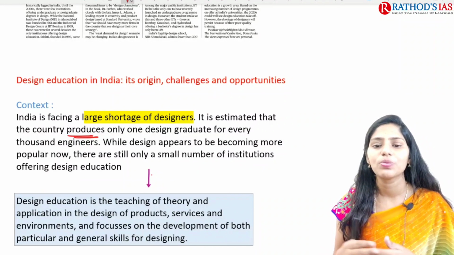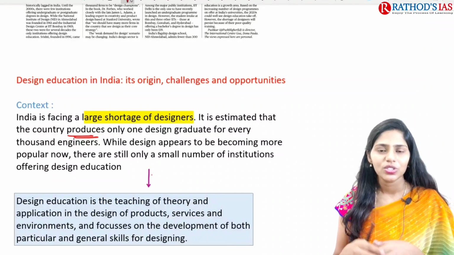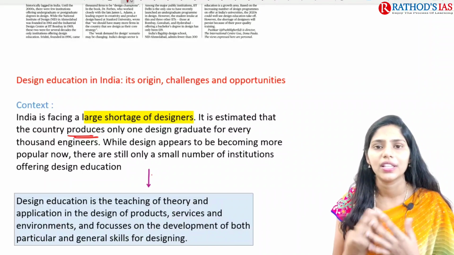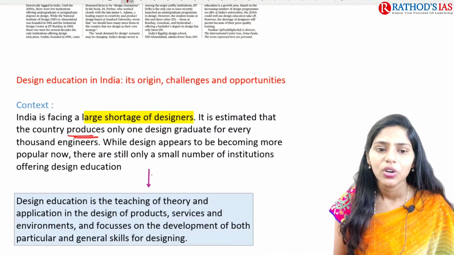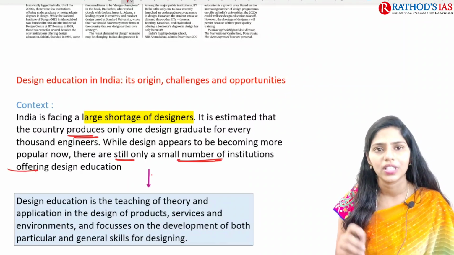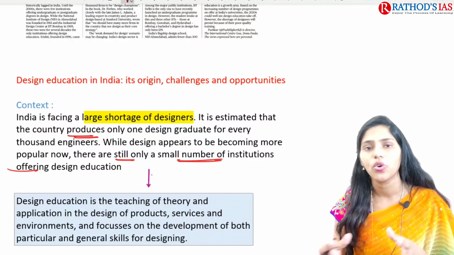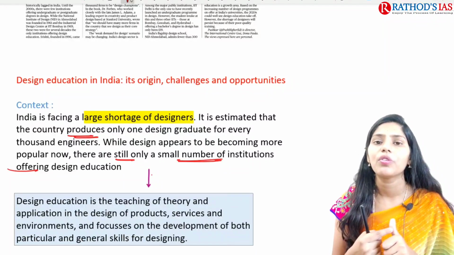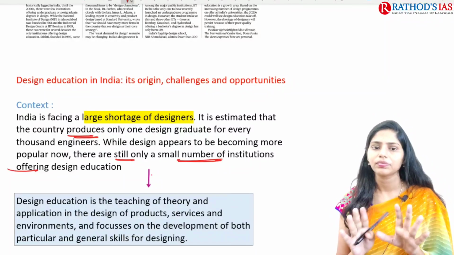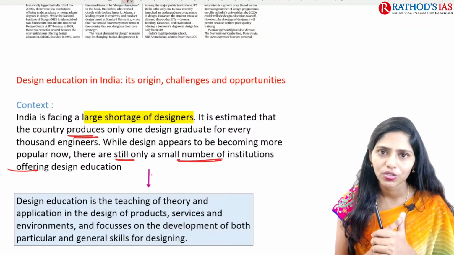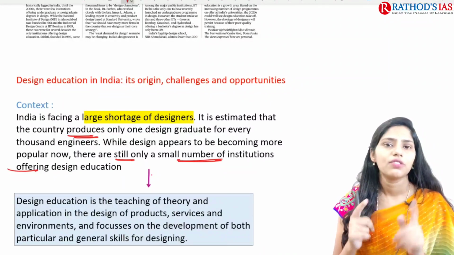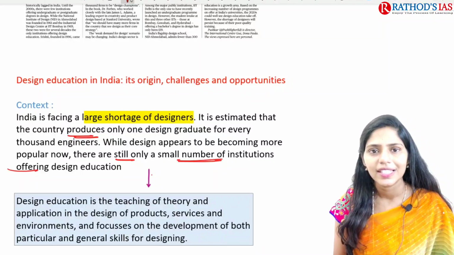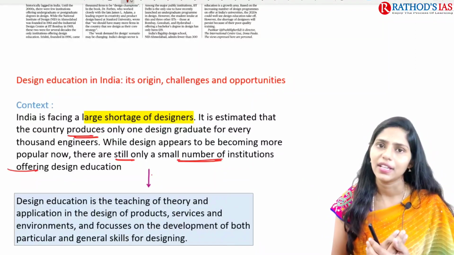Design appears to be becoming more popular now. Everyone knows about this education and awareness is increasing, but only a small number of institutions offer design education. Even though many students want to enroll, the problem is that there are fewer institutes providing training for design education. So the first problem is the shortage of designers. If you see the data, there is one design graduate for every 1,000 engineers, and there are fewer institutions providing this design education.